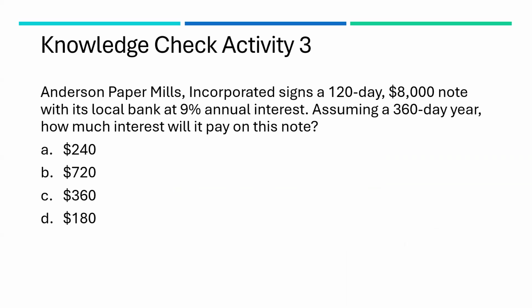So let's have some practice just calculating interest here. Anderson Paper Mills signs a 120-day note for $8,000 with the local bank at 9% interest. How much are they going to have to pay on the note?